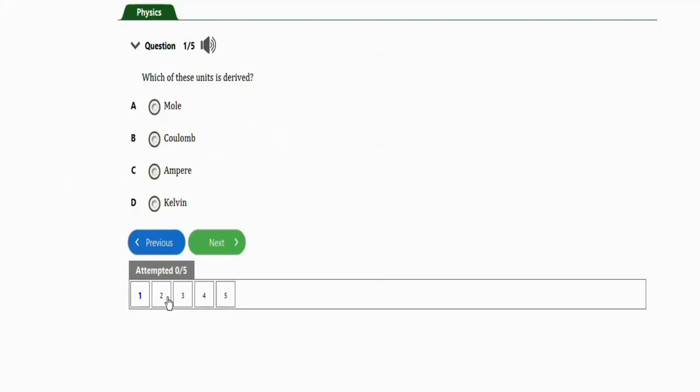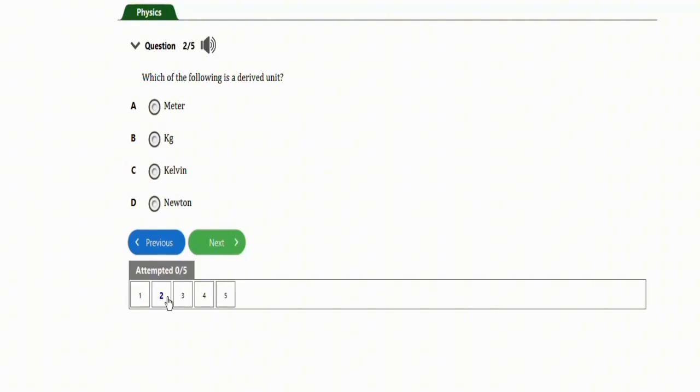The next one will be this. It says, which of the following is a derived unit? We have option A, meter; option B, kilogram; option C, Kelvin; option D, Newton. So for this question, the correct option will be option D, Newton. Alright, Newton is the unit of force, which is a derived quantity.